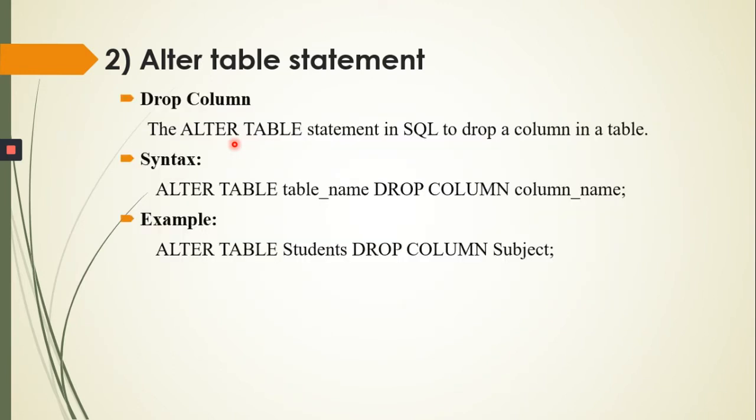Now second is drop column. Suppose we have 5 columns in one table and from those I want to remove one column. So I have to use drop column. The alter table statement in SQL can drop a column in a table, so we can add a column and also remove an existing column. So alter table, here the table name. Now here we have to use drop, whereas whenever we want to add a column, we use add.